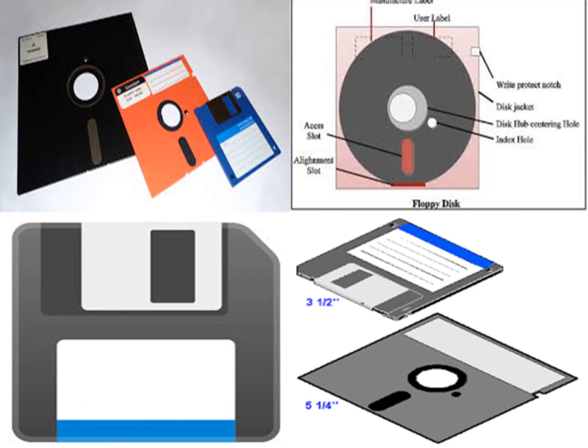Here we have various images of floppy disk drives. In the second image we can understand the components of the floppy disk drive, which are the user label, access slot, arrangement slot, write protect patch, disk jacket, disk floppy connecting hole, and index hole. These are some of the parts of the floppy disk drive.